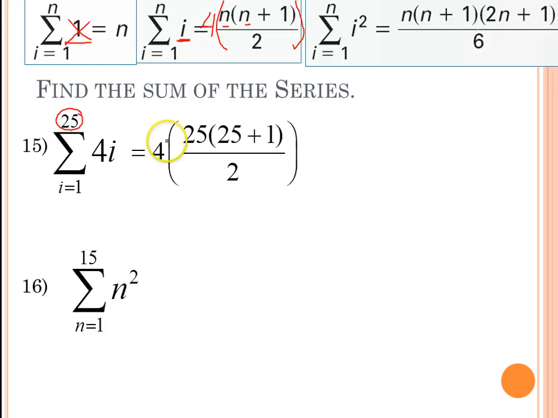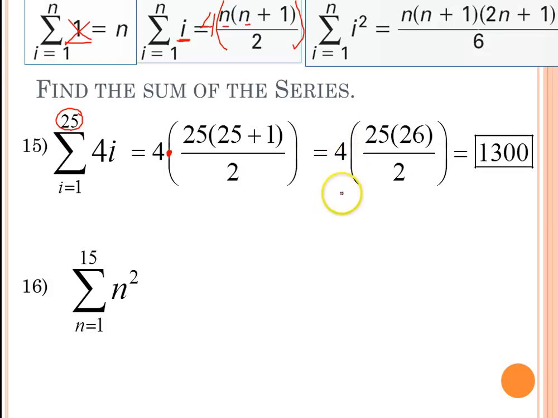So we have 4 times the pattern. 25 times 25 plus 1 divided by 2. 25 plus 1 is 26. Type it in your calculator. 25 times 26, divide by 2, multiply by 4, and your answer is 1,300.